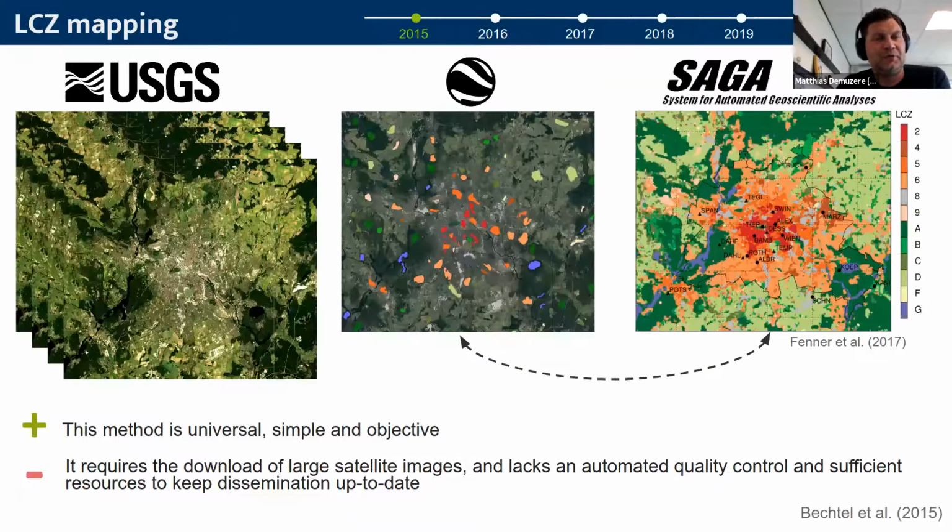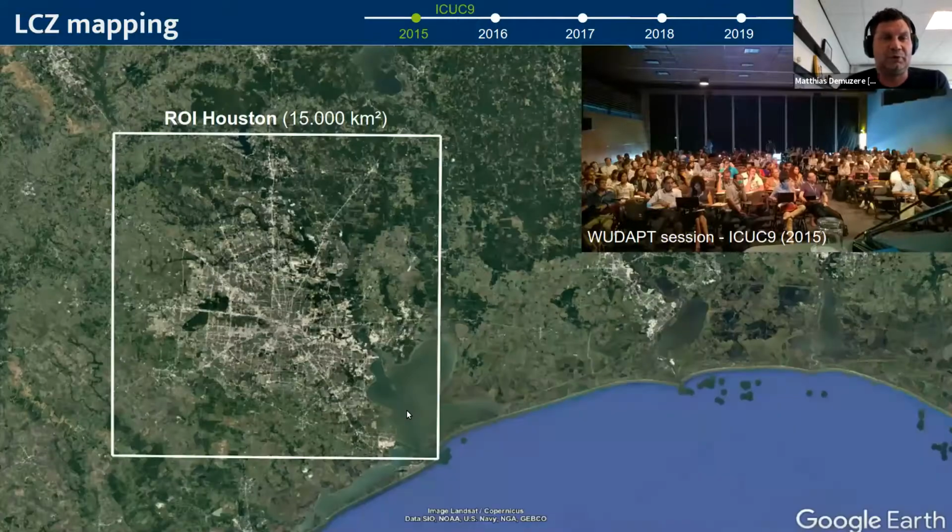It was in 2015 that Benjamin Bechtel and co-authors introduced an automated procedure to map cities into LCZ, using freely available Landsat 8 information, labeled training areas for a region of interest, and a random forest classifier which is embedded into the SAGA GIS software. This framework was presented during the UDAT workshop at ICUC 9, and we were given an exercise: map the Houston region of interest into LCZ.